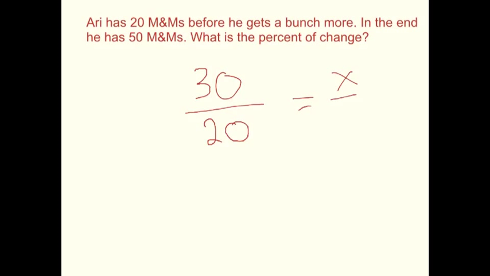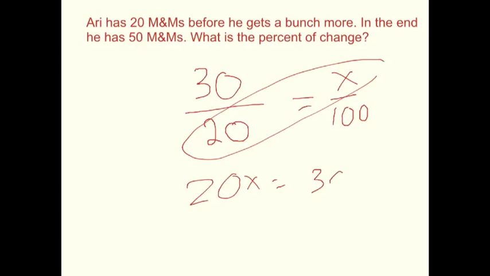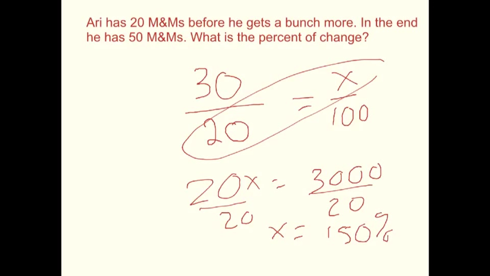And now you're going to do x over 100. So if you're looking at this, I hope you're recognizing that his amount changed by more than he had, which would mean that it's going to result in a percent greater than 100 because it's changing by more than the original. If that doesn't make sense to you, do some cross multiplication and then do some division, and you're going to end up getting x equals 150%. So that makes sense because Ari's amount changed by greater than 100% because it changed by more than the original 20 that he had. He ended up with 30 more, and so the amount of change 30 over the original 20 is going to give us 150% change.